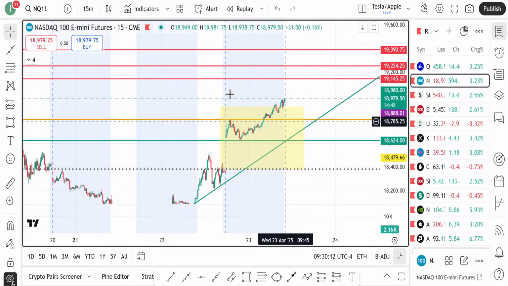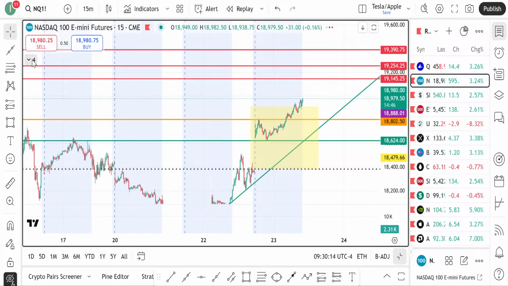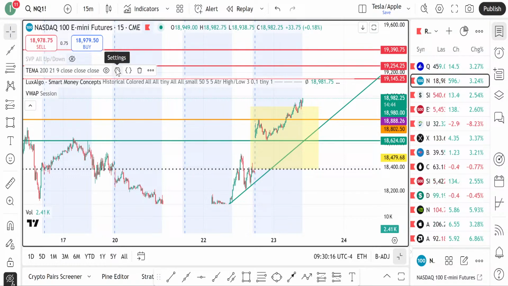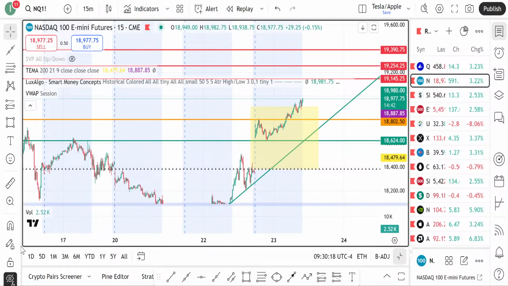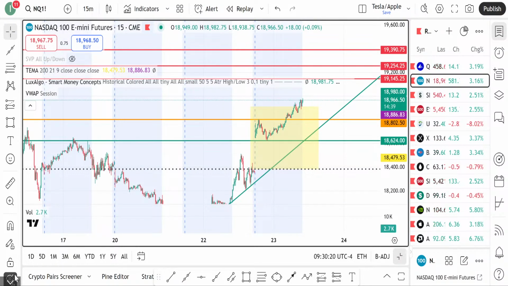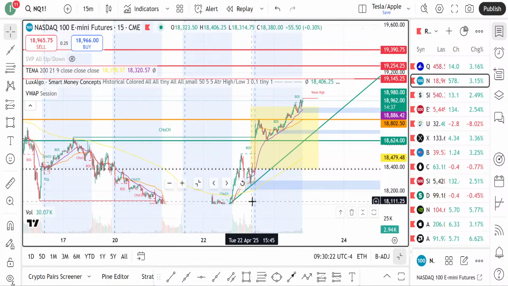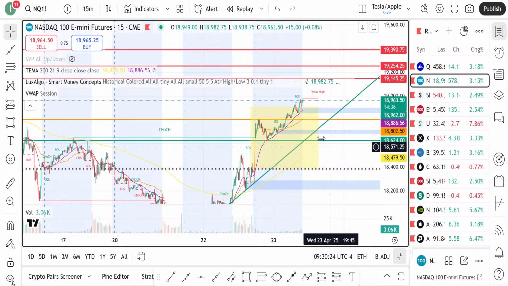Now that we have our lines and everything set up, let's throw on our EMAs and our trend lines and all that. So let's hit this icon right here at the bottom. Bam. I have all my indicators on.